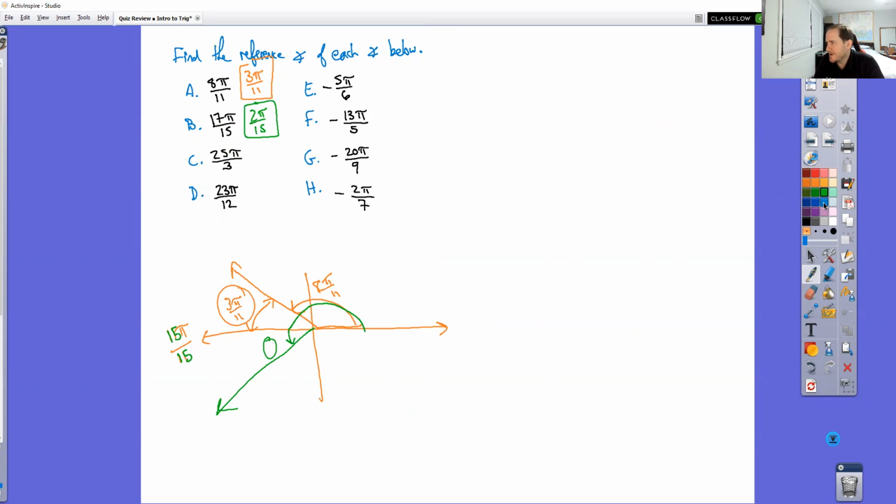Now 25 pi over 3. That's just 24 pi over 3 plus an extra pi over 3. But 24 pi over 3 is 8 pi, which is 4 full rotations. So essentially, this is all that matters. In part C, that angle wants to come around 1, 2, 3, 4, and then rotate through an extra pi over 3. And since a reference angle is the angle formed by the terminal ray and the x-axis, that extra pi over 3 at the end, that's your reference angle. That's it.